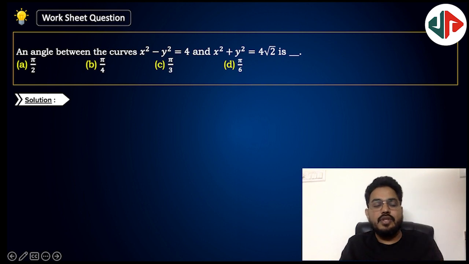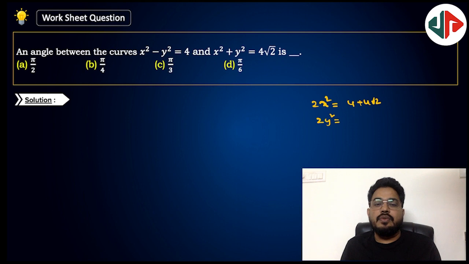I'm resolving this question. So, angle between two curves. Simple. Let us add these two. When you add up these two, 2x square is equal to 4 plus 4 root 2. Subtract one from the other, 2y square is equal to 4 root 2 minus 4. Because if I want to find the angle between them, x square is equal to 2 plus 2 root 2.